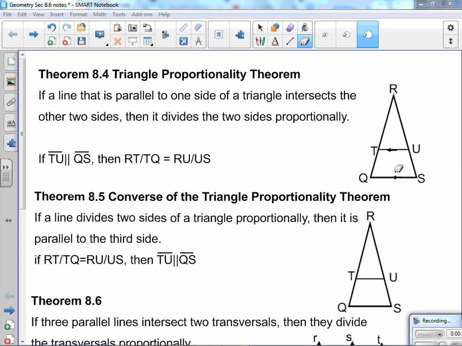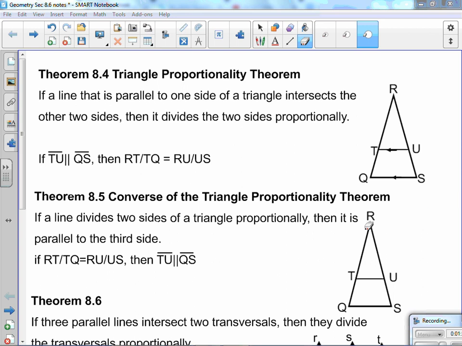Alright, so if I've got one line like TU here that's parallel to QS, and it intersects the other two sides of the triangle, RQ and RS, then since it's parallel, it's going to divide these sides proportionally. So that if I take the length of RT over the length of TQ, that should be equal to the length of RU over US. So this part of this side over this part should equal this part of this side over this part.